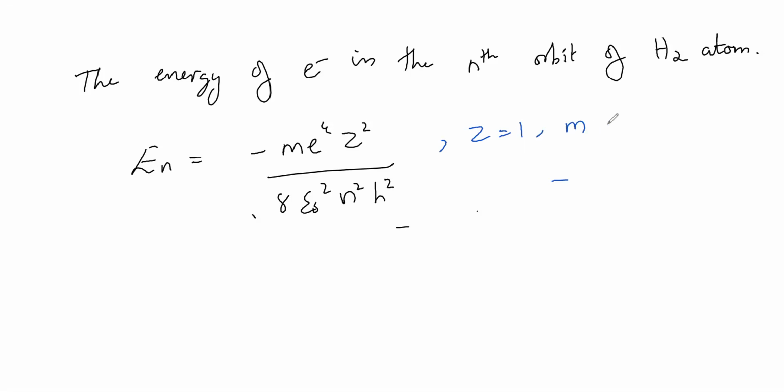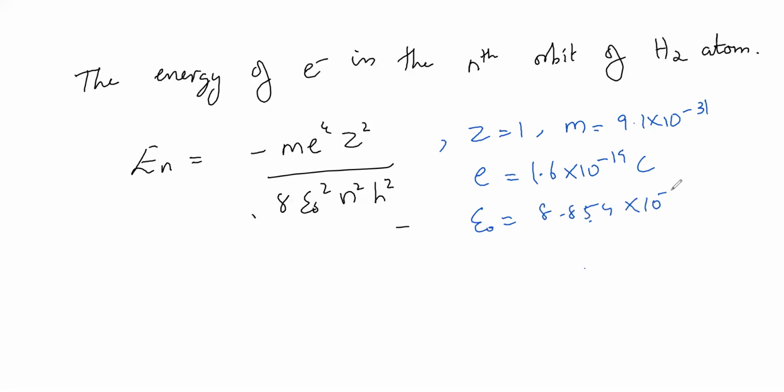And mass is nothing but 9.1 into 10 power minus 31. So for the entrance, we may have to study this; they may not give it. Electron charge is 1.6 into 10 power minus 19 coulomb. Epsilon naught value is 8.854 into 10 power minus 12. And h is nothing but Planck's constant, 6.625 into 10 power minus 34 joule-seconds.